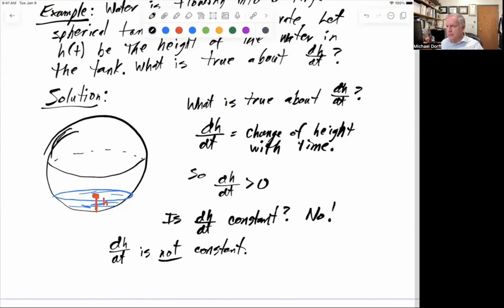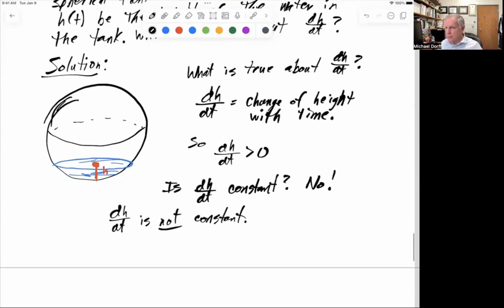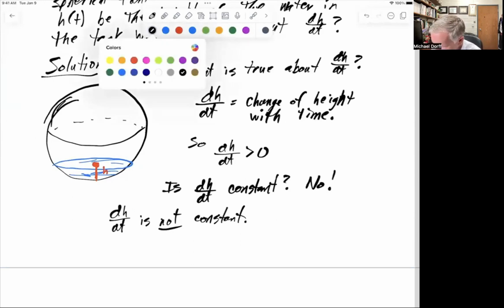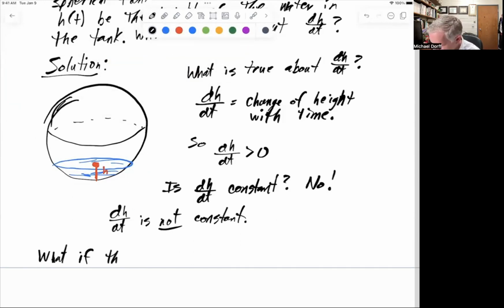As I get near the middle of the tank, which is wider, the height is increasing at a lower rate. So it's not constant. How would this change if the tank were a cylinder?